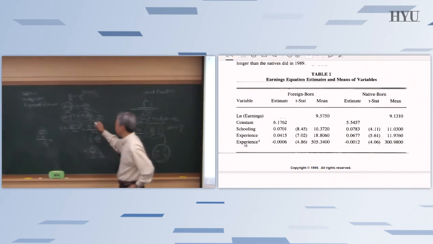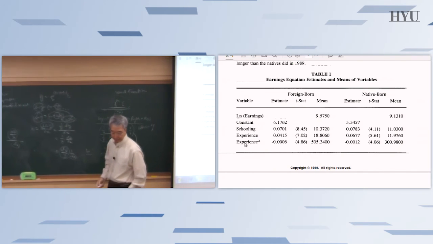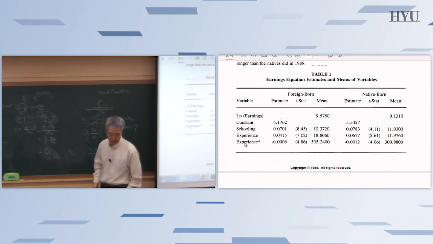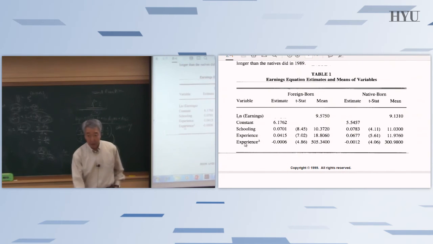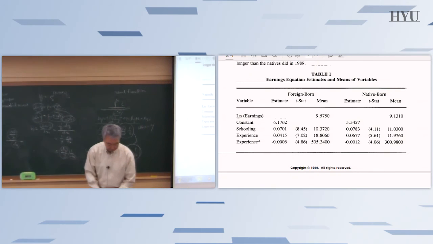So the interpretation is: 1 unit in x1 will lead to a 0.24% increase in y, holding other things constant, of course, if it's a multiple regression. Okay? All right, so let me look at this example.